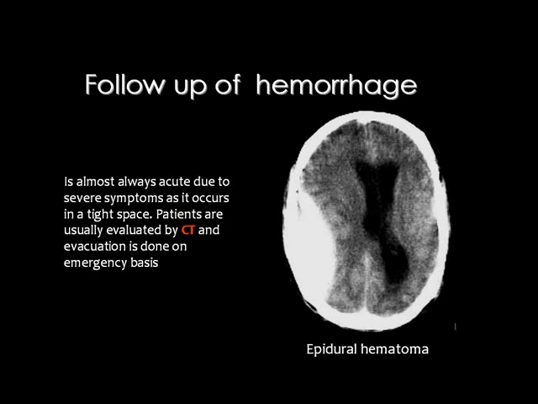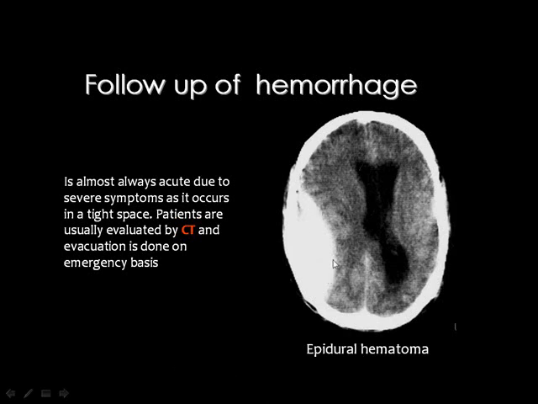Then if you see blood, the blood will appear bright. But by time this blood will lyse, then you get a decrease in the density of the blood. So if the hematoma is acute, it will appear bright compared to the brain parenchyma. And if by time the hematoma decreases in density until it is black compared to the brain parenchyma, then you know that this is chronic blood. And if the hematoma is exactly similar to the brain, then you know that this is subacute blood.